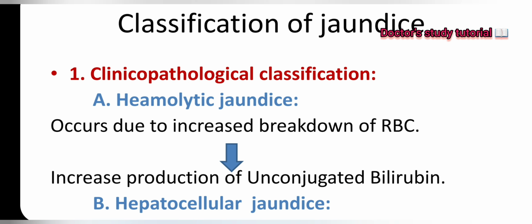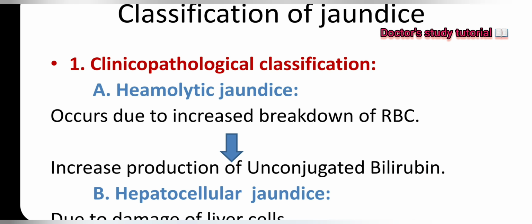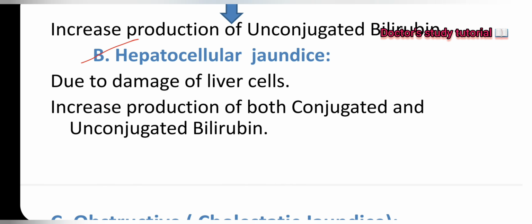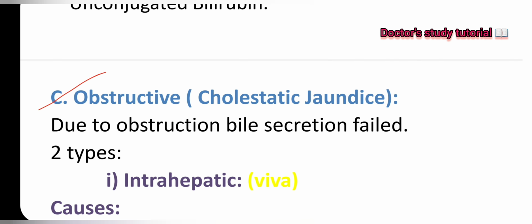Classification of jaundice: clinico-pathological classification and pathophysiological classification. In clinico-pathological classification, number 1 is hemolytic jaundice, number 2 is hepatocellular jaundice, and 3 is obstructive or cholestatic jaundice.